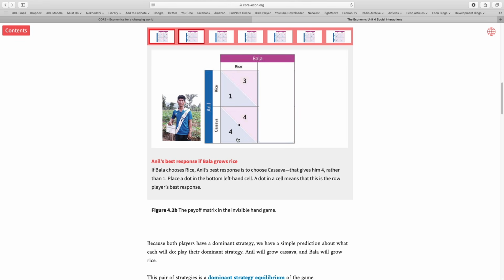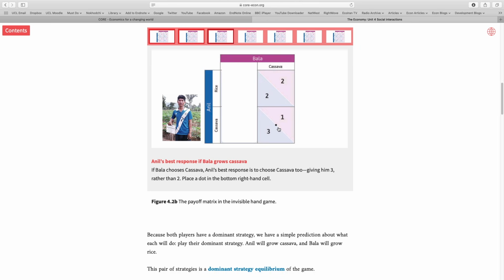Now, what am I going to do if Bala decides to produce cassava? If I produce cassava, I'll get 3; rice, I'll get 2. So again, I decide to go for cassava. This is my best response if Bala decides to produce cassava. So again, I'll put a full dot next to cassava to mark my best response strategy.